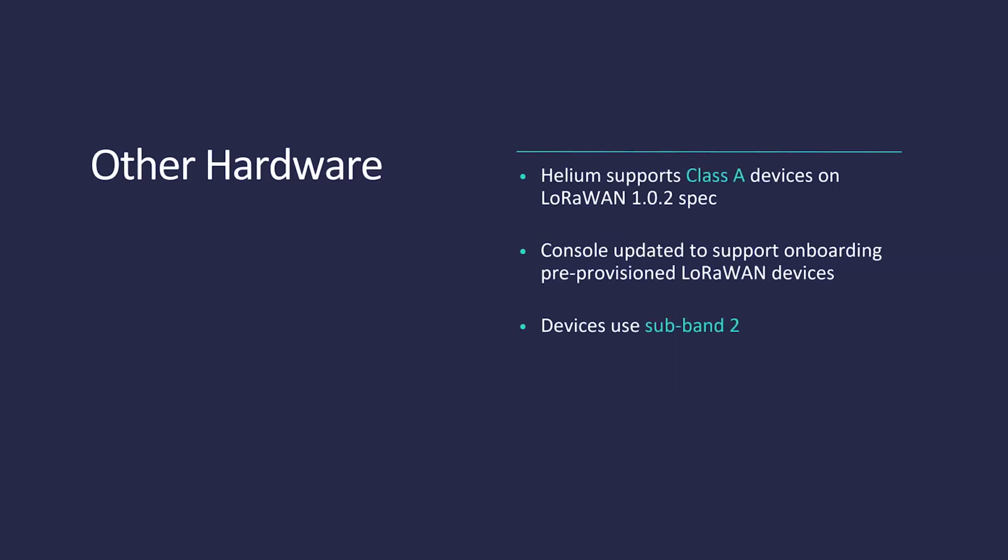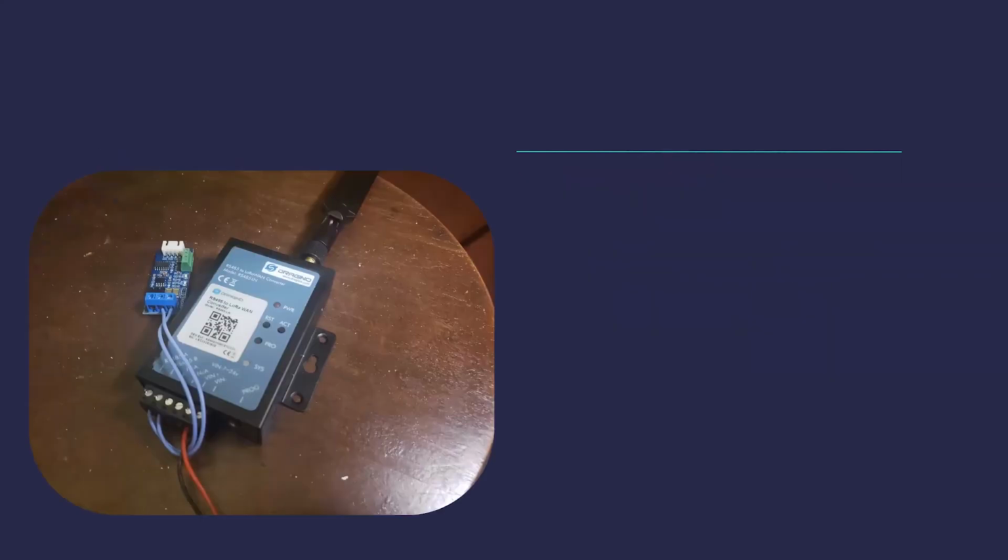But other hardware, like I mentioned, we support Class A devices, and we're on subband 2 now. That means there are a large number of off-the-shelf LoRaWAN devices that you can get up on the Helium network immediately. I wanted to show a couple of devices here. There are some interesting things that have been coming out recently.